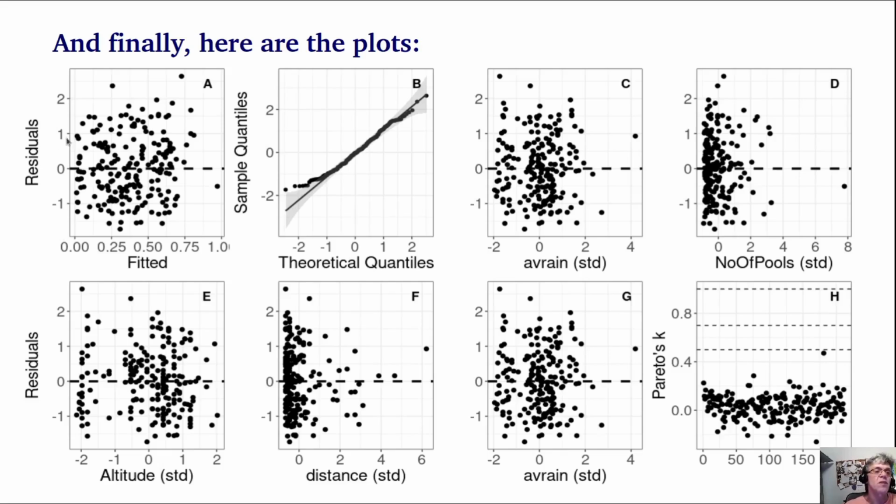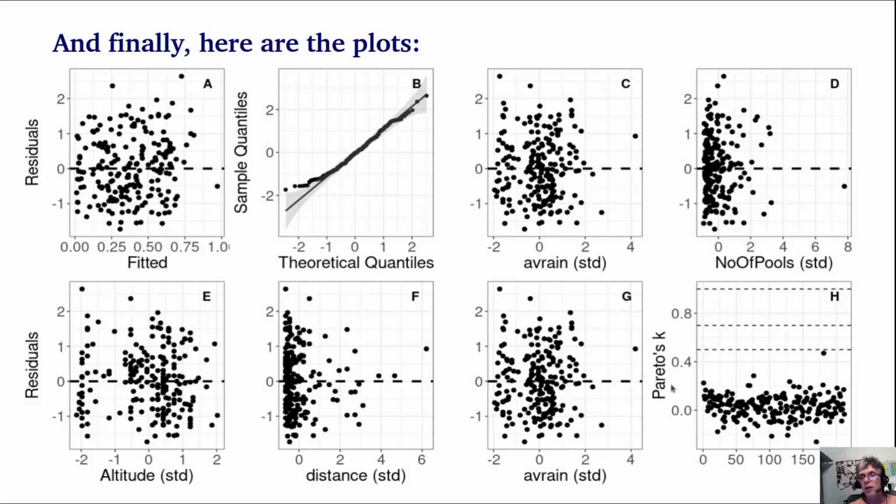Finally, here we see the plot of the residuals against the fitted value. Essentially we see no pattern. We see that most of the residuals, most of the Dunn-Smyth residuals, with the exception of a few points in the lower tail, happen to be very close to a normal distribution. And in plots C, D, F, G, and H, we essentially see a random scatter without any trend, which are all good signs of a well-fitting model.